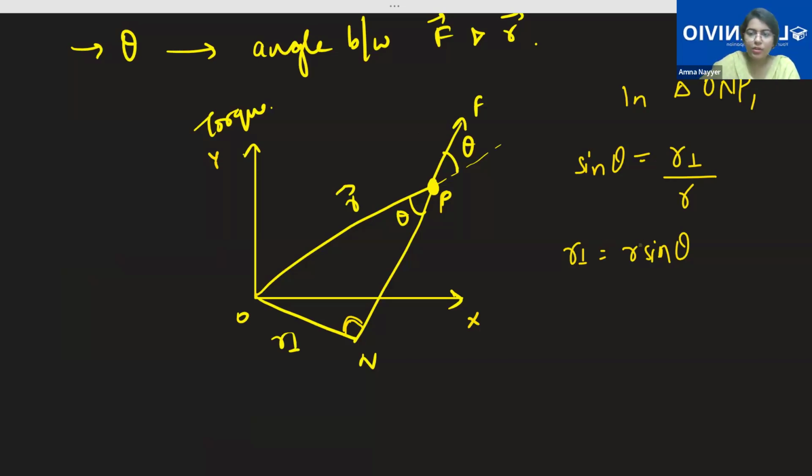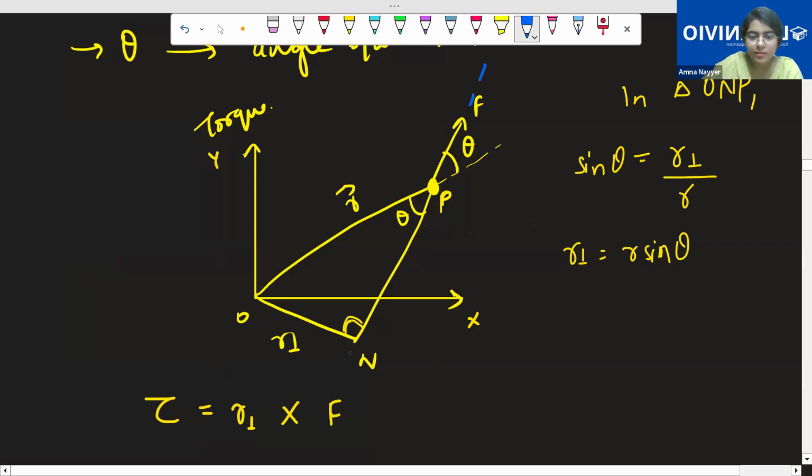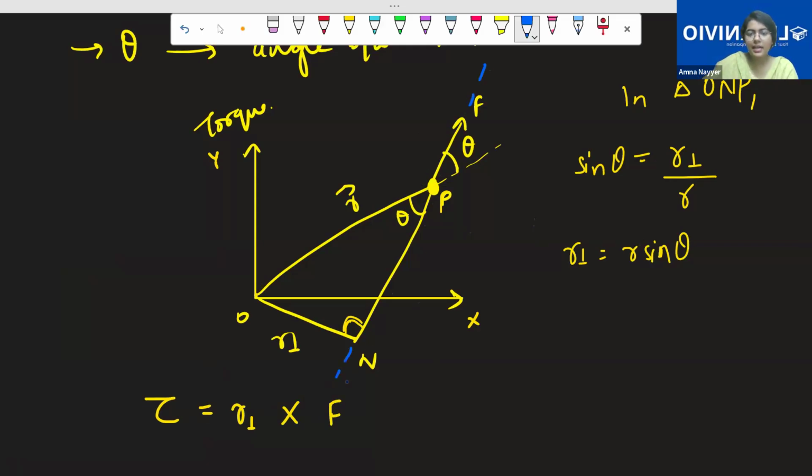The formula for the torque is very simple. The symbol for torque is tau. So tau is R perpendicular cross the force. R perpendicular means you only have to consider the perpendicular component. If this is the force, then this is the entire line of action of the force.